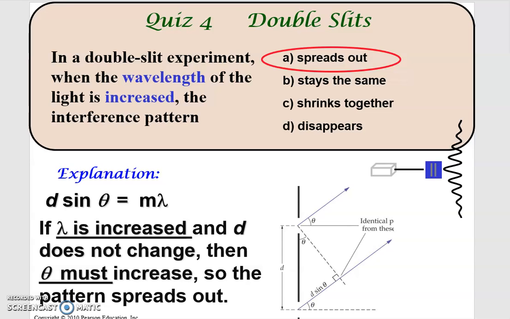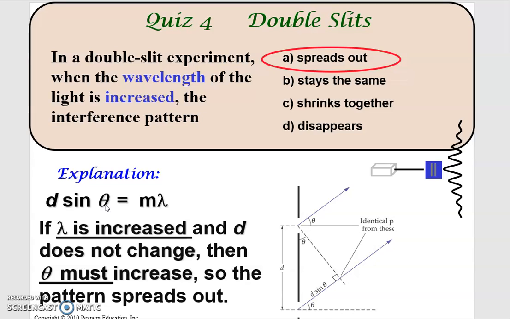with respect to time. So at any particular moment, d sine theta is always equal to m lambda for the constructive interference. You can also use the formula for the destructive one, it doesn't matter. For any particular moment, this is true. But now lambda evolves with time, while the distance d is fixed because this is just the separation between the two sources. So when lambda becomes bigger and bigger, theta will also become bigger and bigger.